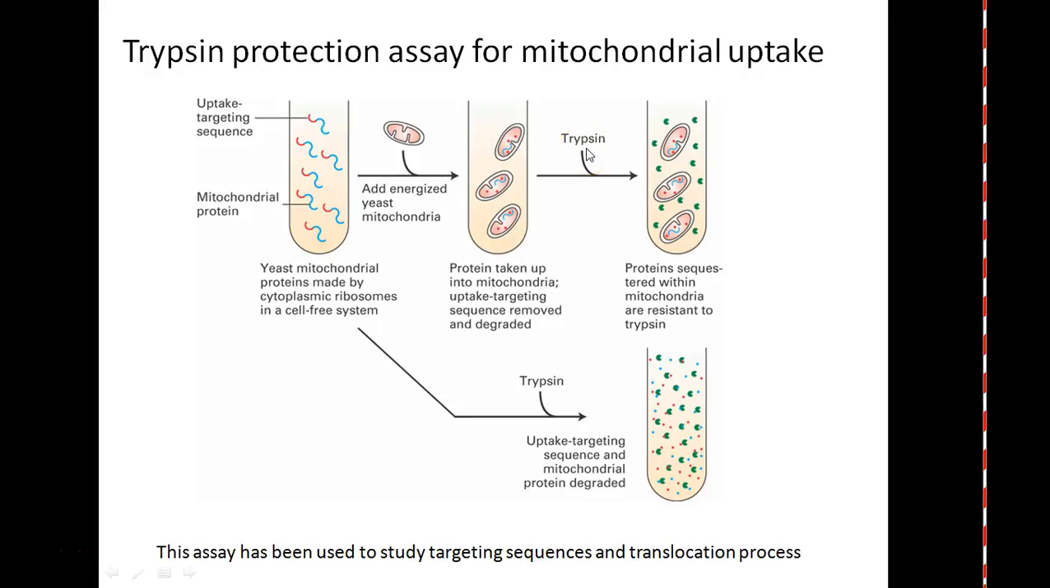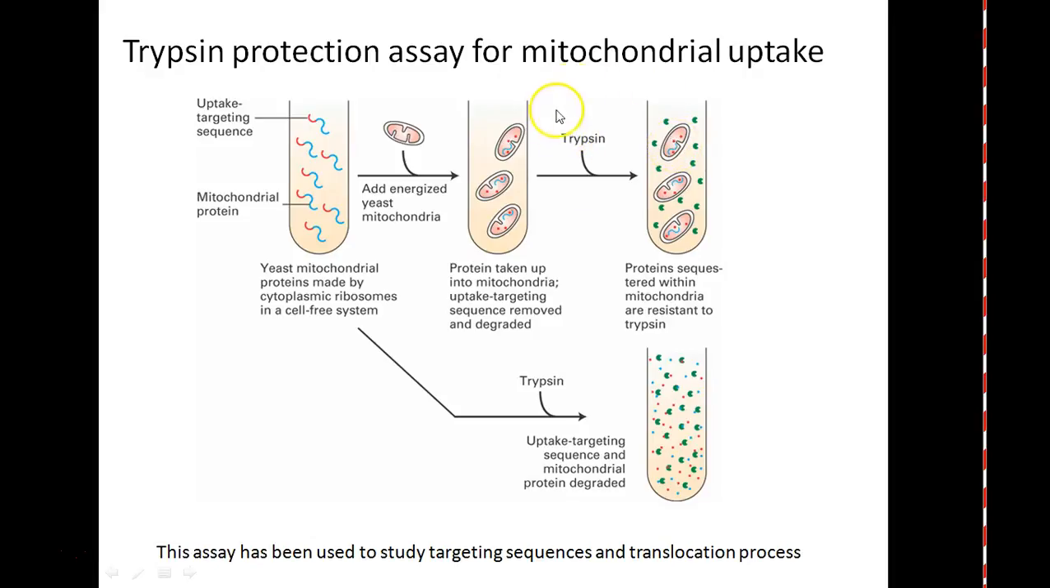Does anybody know what trypsin does? What is trypsin? Yes, it's an enzyme which degrades protein. So what's happening in this test tube? We have the peptide and the mitochondria, and the protein has the signaling sequence. So if everything goes well, our protein will be imported somewhere into the mitochondrion. It can go to the matrix or it can go to one of the membranes, but it will enter inside if the import is successful.